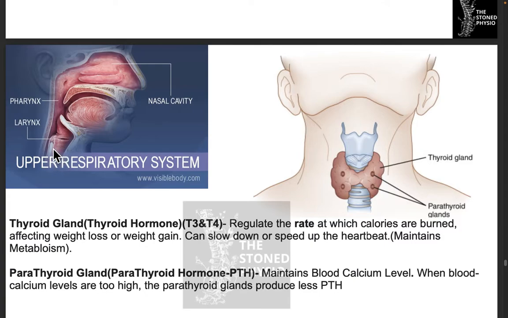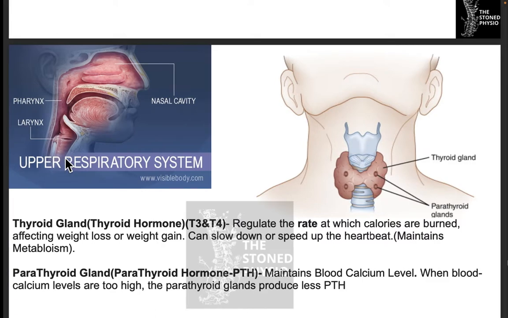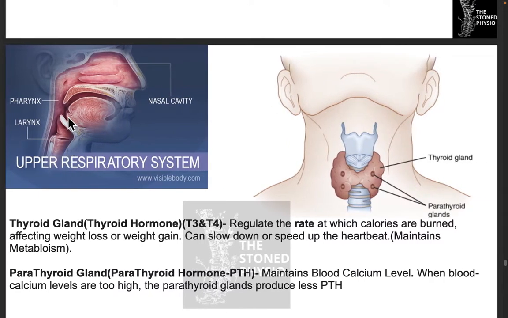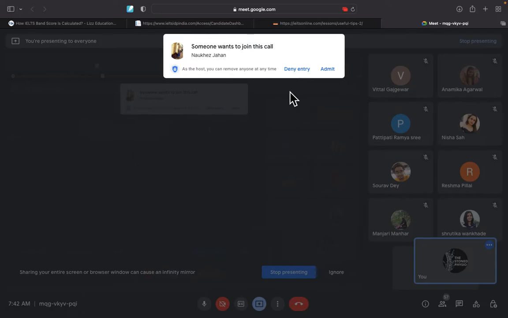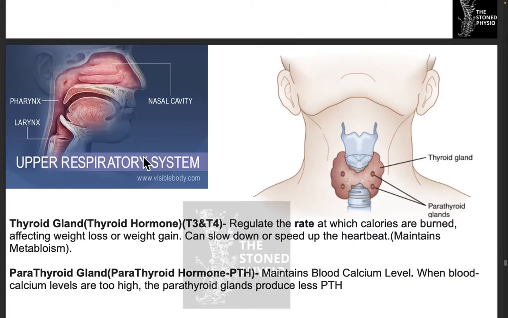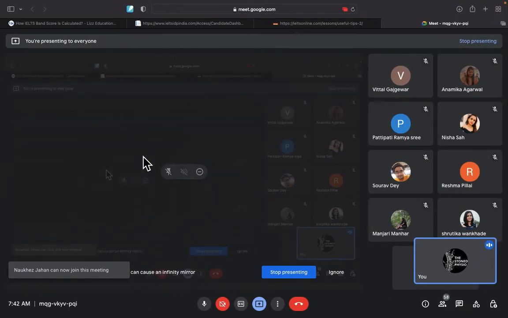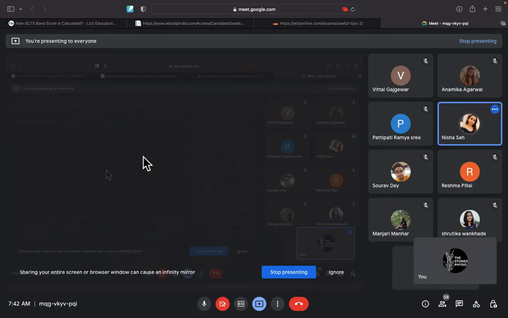On the trachea there are certain structures present which prevent the trachea from collapsing. Can anyone tell me what structures are present? Epiglottis, cartilage. We have epiglottis here. Someone said something? Yes Nisha, the cricoid cartilage.